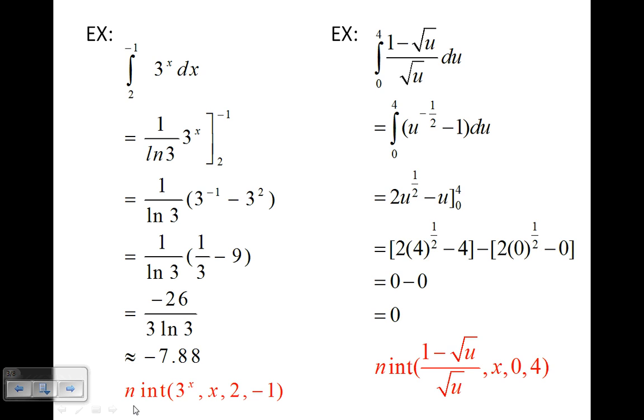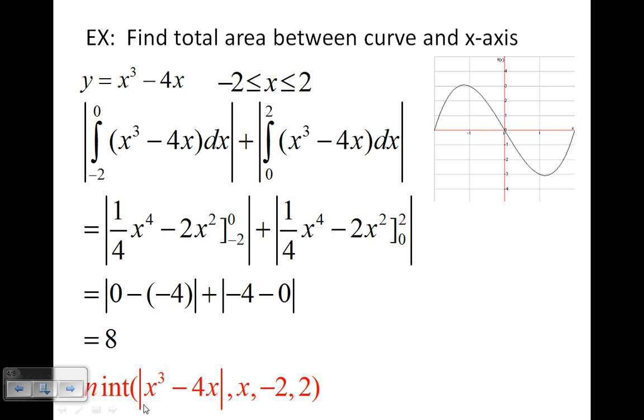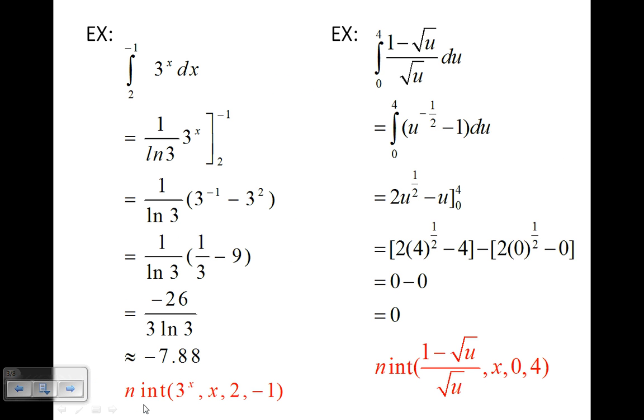At the bottom of the screen, I went ahead and wrote out what you would need to type into your TI-89 if you were going to do this on your calculator. So n-int is numerical integration. You would type in the function that you're trying to integrate, comma, the variable that you want to integrate with respect to. In this case, you see a dx, so we put an x there. Then you always put the lower limit, comma, the upper limit, and that would give you the same answer, negative 7.88.